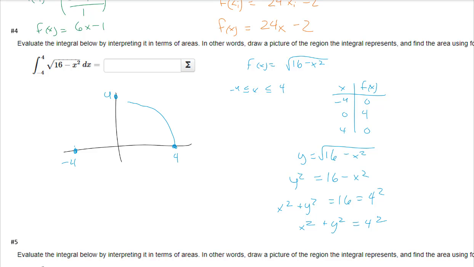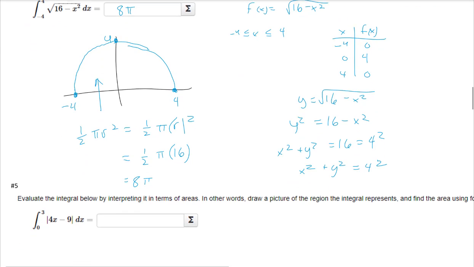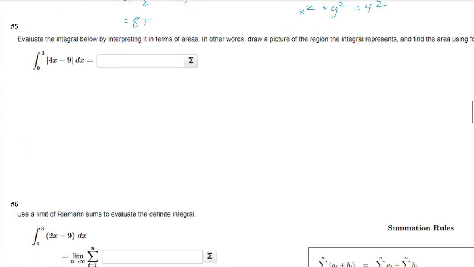So this is a circle right here, which makes sense why this problem would say geometry. So this is just a half of a circle, right? So half pi r squared. So my answer here is half pi, and in this case my r is 4 squared. So that's 1/2 pi times 16, because that's 4 squared, and so 8 pi is my answer. Okay, not too bad. All right, next problem here.